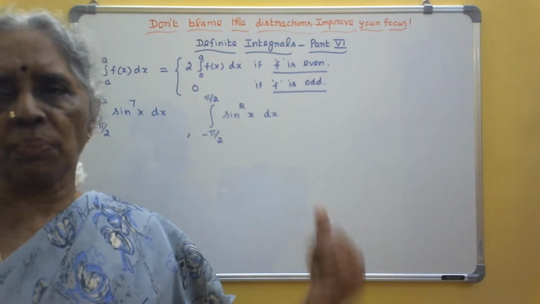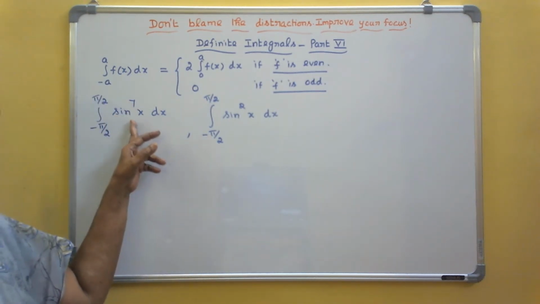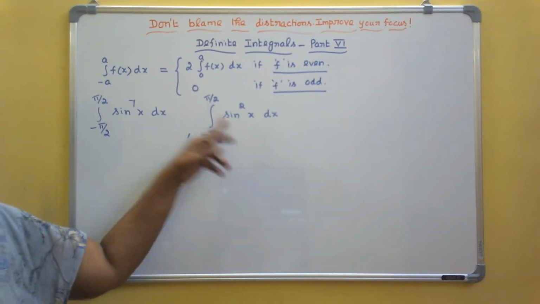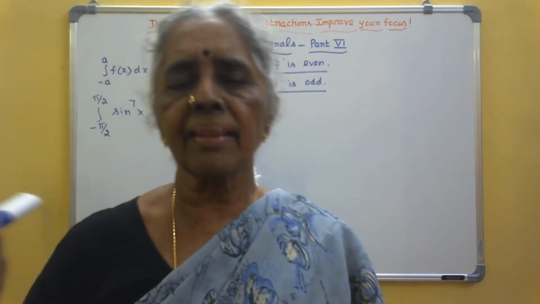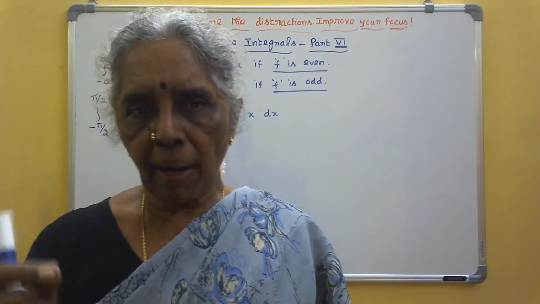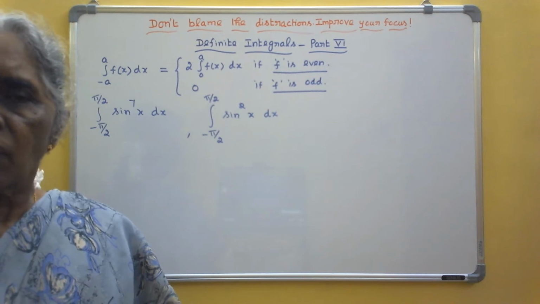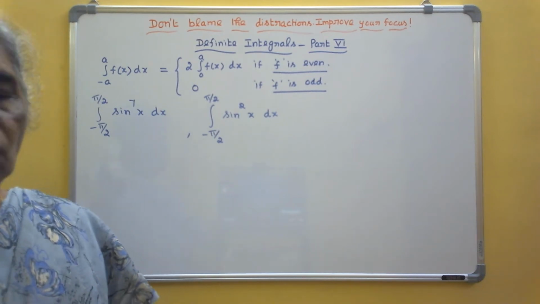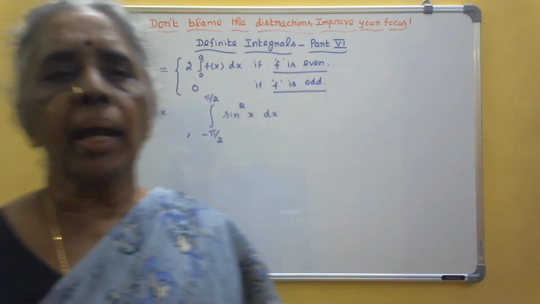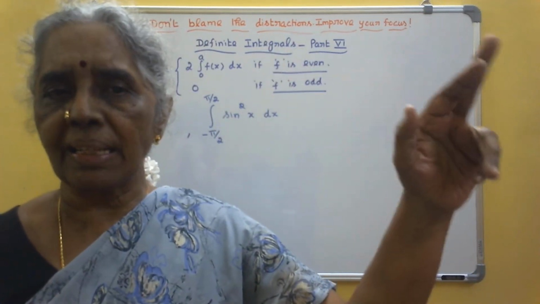Let us see the two sums. Integral from minus pi by 2 to pi by 2 of sine power 7x dx. The next one is integral from minus pi by 2 to pi by 2 of sine squared x dx. Both are sine functions, but here the power is odd, and here the power is even. That is very important. You have to note it down. So, because it is sine power 7x, this will become an odd function. But sine squared x, because the power is even, will become an even function.